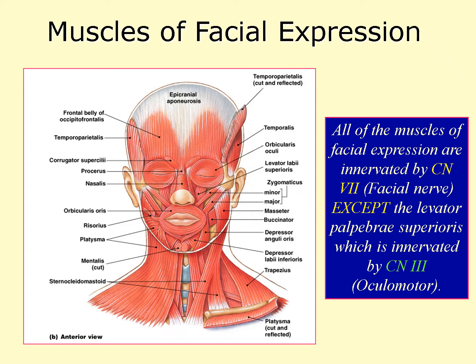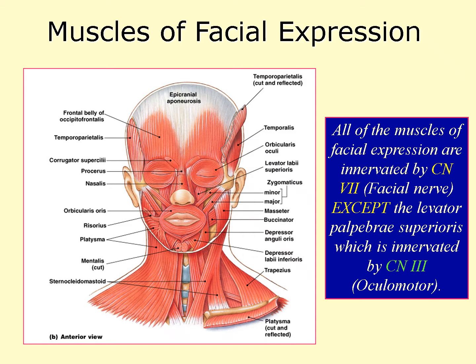It wrinkles the skin of the forehead as in frowning. The nasalis has its origin on the maxilla and its insertion on the aponeurosis over the nose. It flares the nostrils. The orbits are surrounded by a tripartite, having 3 parts, muscle called the orbicularis oculi.